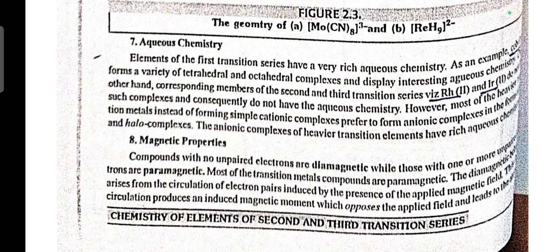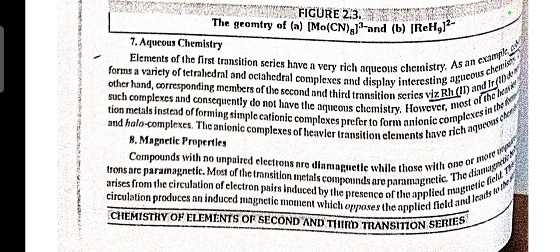Most of the heavier metals, instead of forming simple cationic complexes, prefer to form anionic complexes in the form of halo complexes. The anionic complexes of heavier transition elements have rich aqueous chemistry.